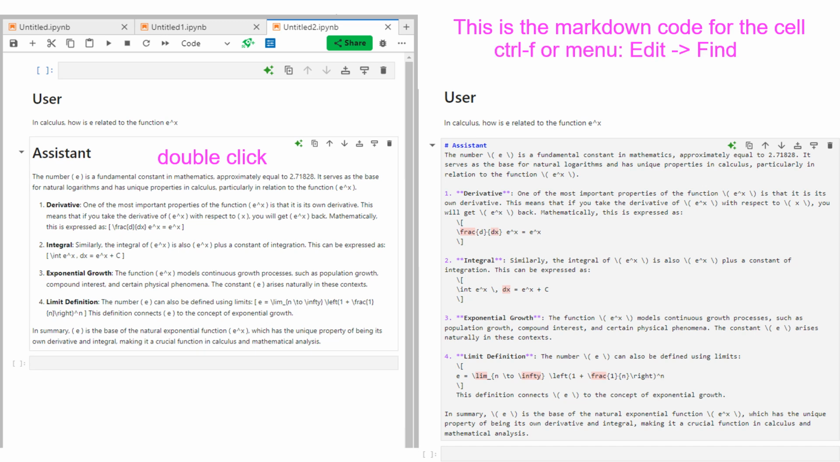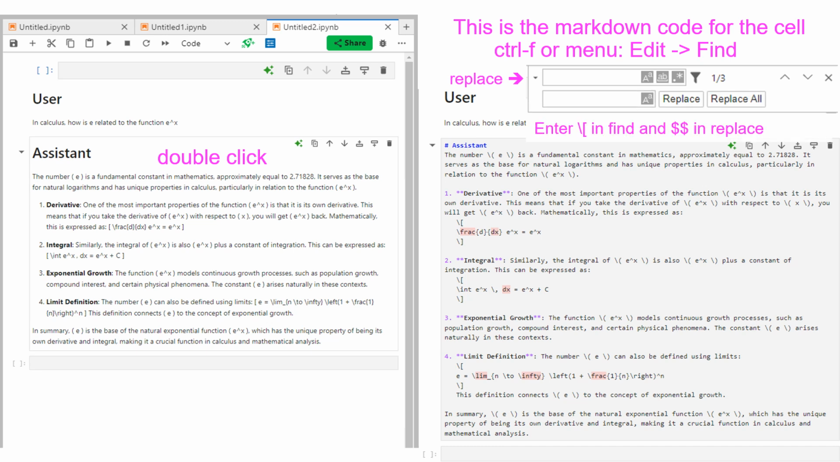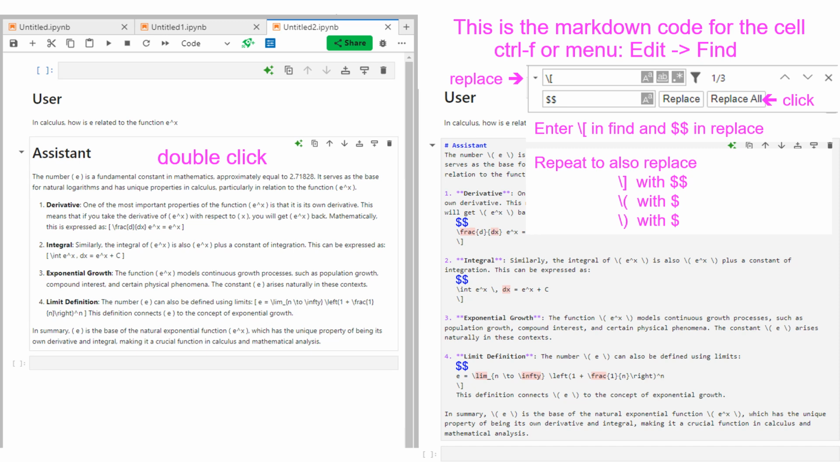So let's do that. We do Control F or Edit Find from the menu, and it brings this box up. We click on the little arrow and we get the replace box. And now we enter backslash square bracket in find and double dollar sign in replace. And then we click replace all. And now all the backslash square bracket open have been replaced by dollar signs. Do this again with the backslash close square bracket and the different parentheses forms with single dollar signs.